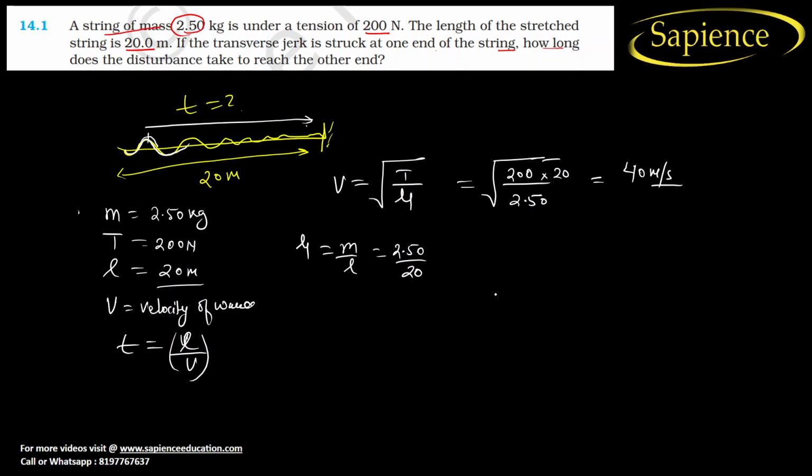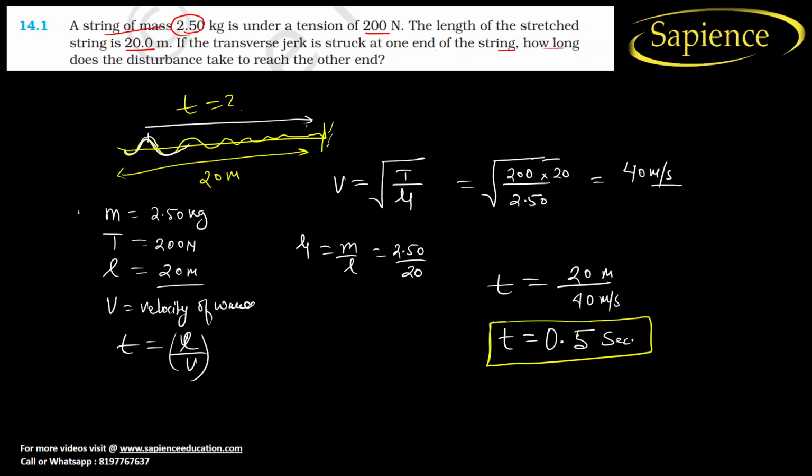Now we have got the velocity. So definitely if I want to find the time, length is given as 20 meter and velocity is 40 meter per second. Okay. So if we calculate this, we will get time as 0.5 second. Okay. So our required answer for this question is this. I hope you have understood this, right?